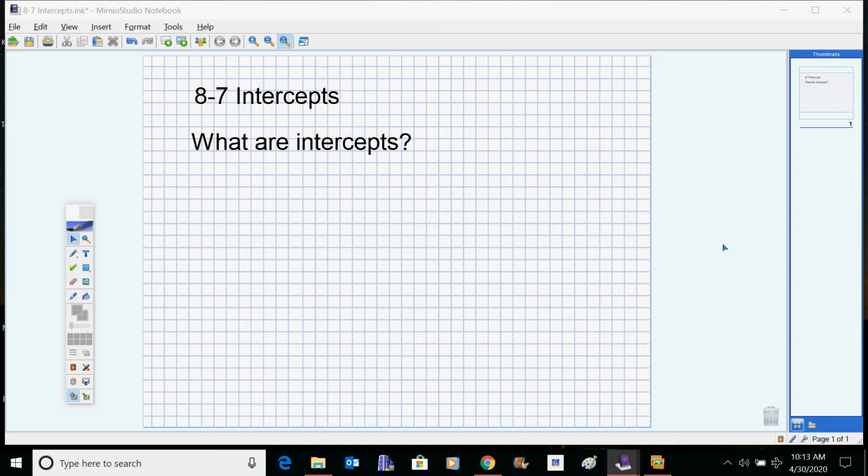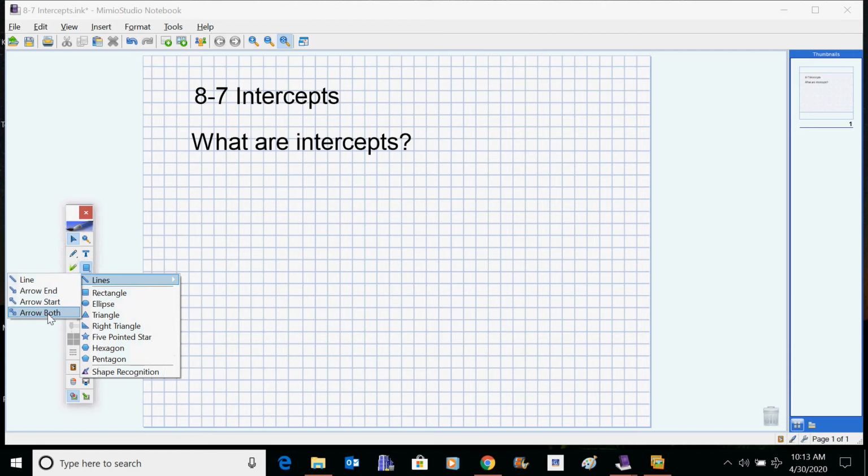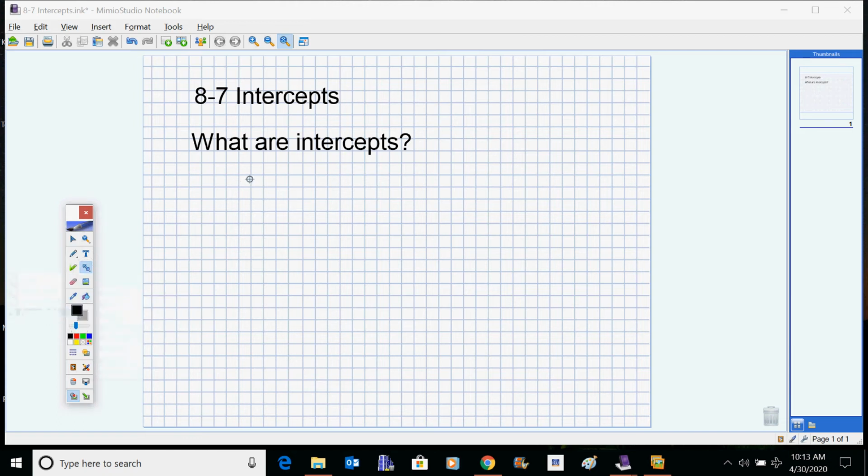So the first thing we need to talk about is what intercepts are. Intercept is kind of just like it sounds. It sounds like something would cross over something else, and it will. So we want to think about it in terms of a graph. At the very least, I want you to write down this graph. You do not have to use graph paper, but I am, because I want you to be able to see what is happening with this graph.